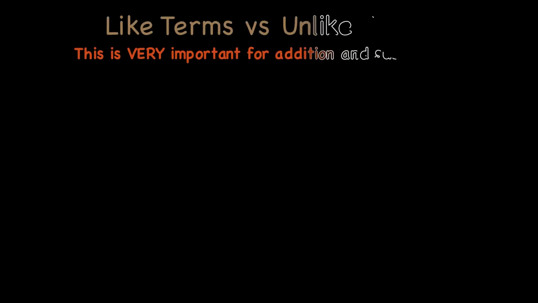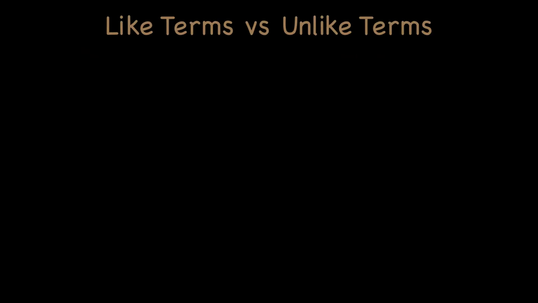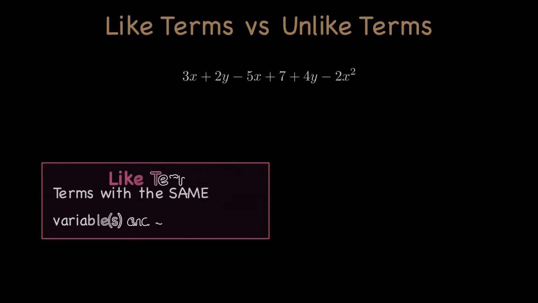Before we learn to add and subtract algebraic expressions, we need to understand like terms and unlike terms. This is super important. Pay close attention. Look at this expression, 3x plus 2y minus 5x plus 7 plus 4y minus 2x squared. It has many different terms. Let's identify which terms are like terms. Like terms are terms that have the same variable and the same power. They're called like because they're similar.